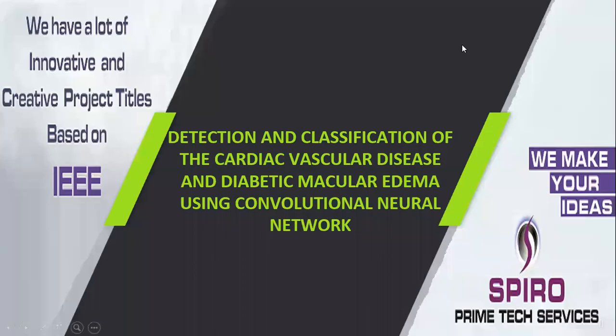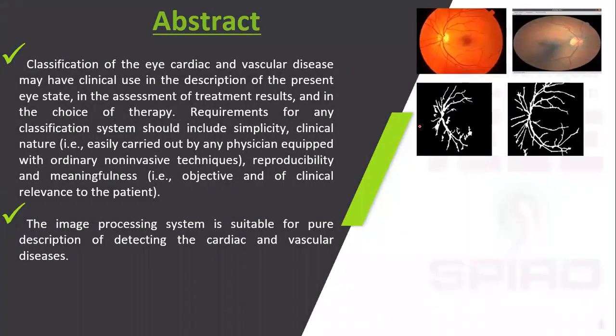Project code ITIMP04. Project title: Detection and Classification of the Cardiac Vascular Disease and Diabetic Macular Edema using Convolutional Neural Network. The aim of our project is to detect fundus diseases using a convolutional neural network to identify the disease and treatment and analyze the diseases.